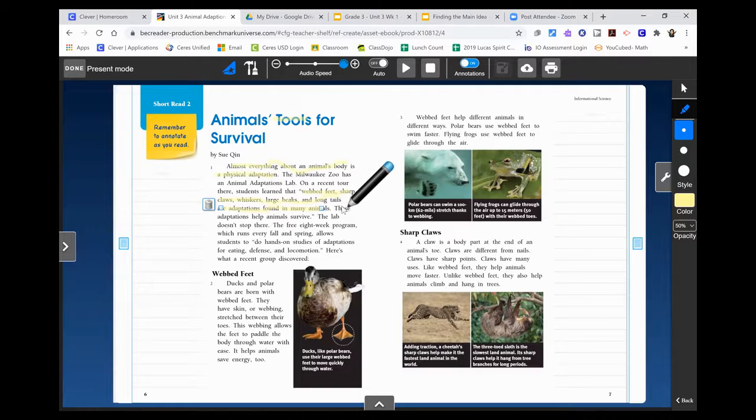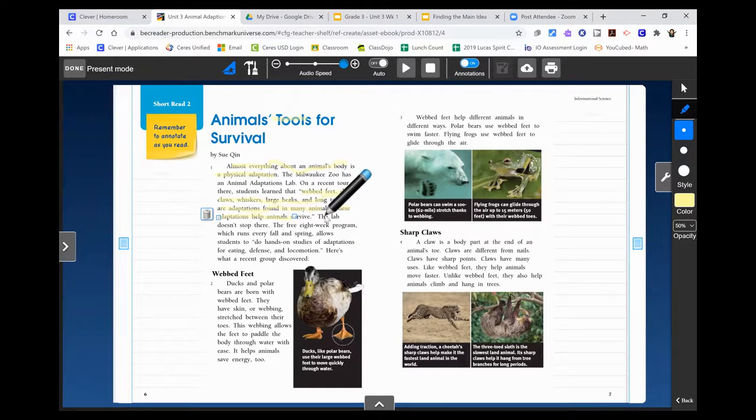Physical adaptations. Let's keep going. These adaptations help animals survive. Okay, so I'm also going to underline this fourth sentence since it's telling me what adaptations do. They help animals survive. And that goes hand in hand with the title, Animals' Tools for Survival. Remember, if we see words that are being repeated often, they must be important. So I see survive right here.